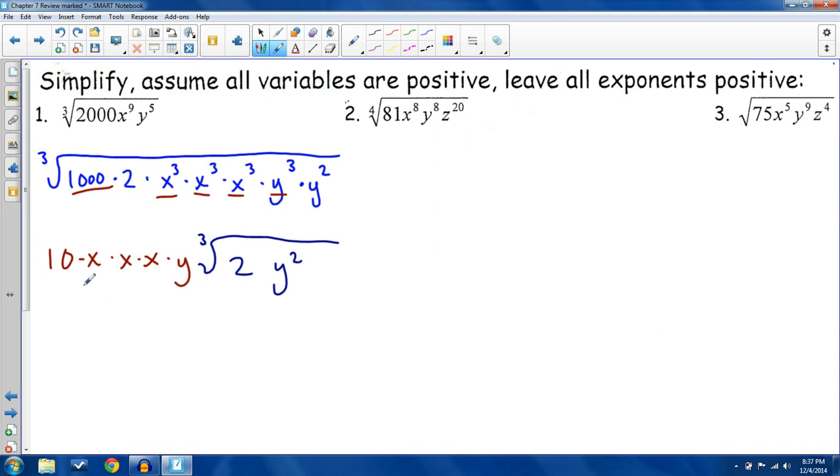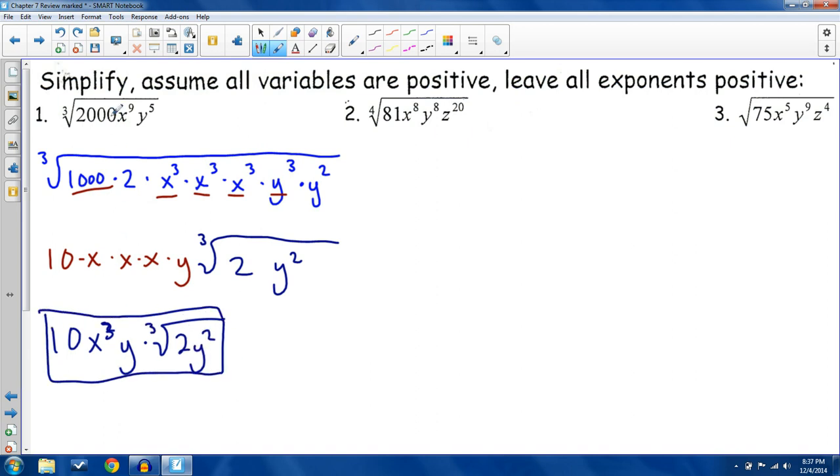Okay? So your final result becomes 10 x cubed y times the cube root of 2y squared. Bada boom, bada beam. Is that simplified? Well, apparently it is. There's your final answer. Okay, so now I'm not going to do it as obviously as that. I'll show you a different way that you can write this if you'd like.